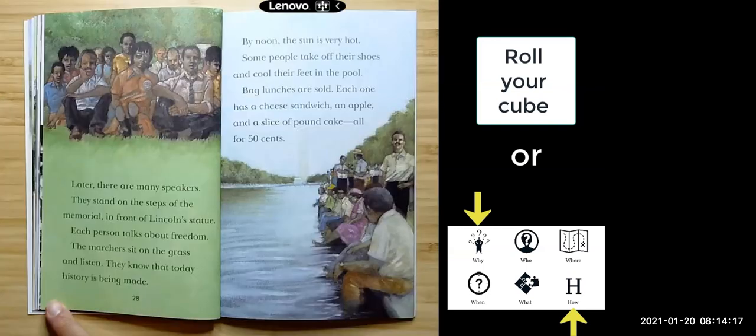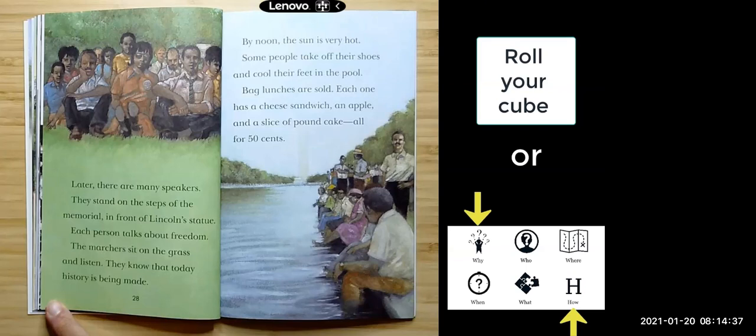Later, there are many speakers. They stand on the steps of the memorial in front of Lincoln's statue. Each person talks about freedom. The marchers sit on the grass and listen. They know that today, history is being made.